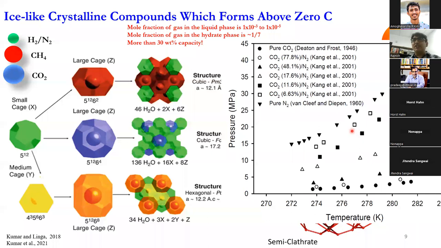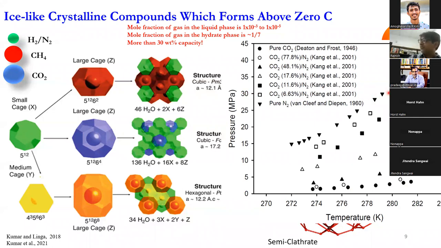Now, the next point is how the thermodynamics looks. So if you see here, these circles, which are black dots, and then these rectangular dots over here, these black dots are the phase diagram for pure CO2 hydrate. So at 10 degrees centigrade, you need roughly 30, 40 bar pressure for pure CO2 hydrate to form. Whereas at 10 degrees centigrade, you need roughly 300 bar pressure for nitrogen hydrate to form.